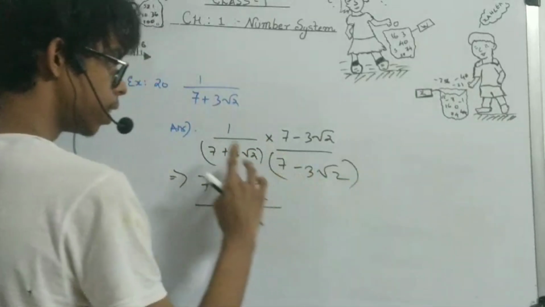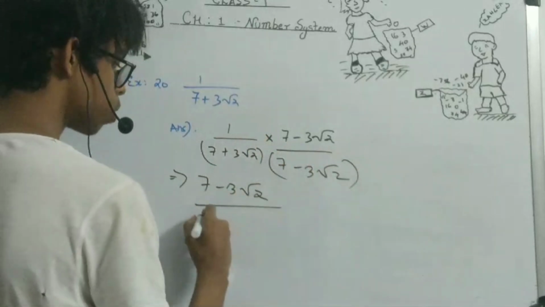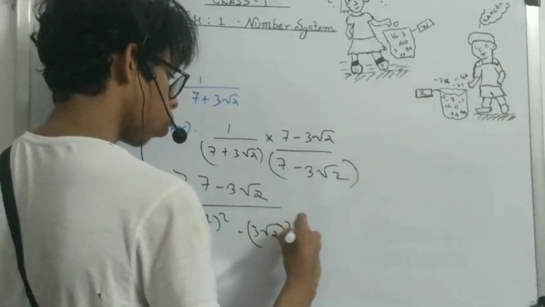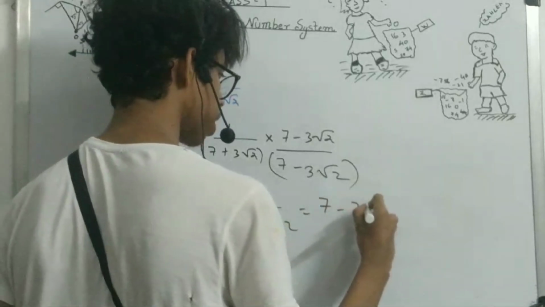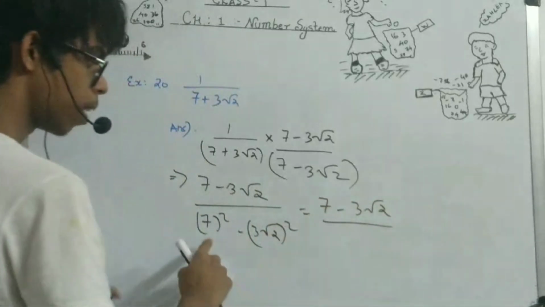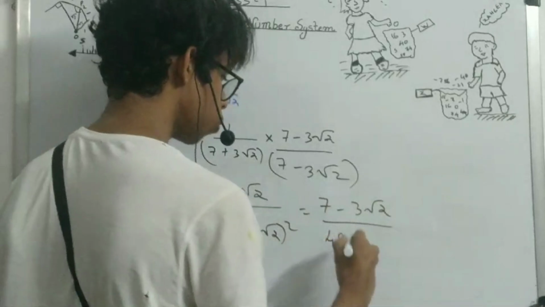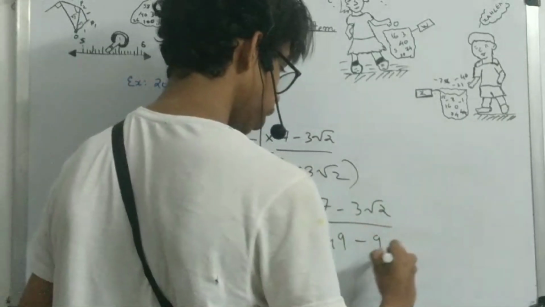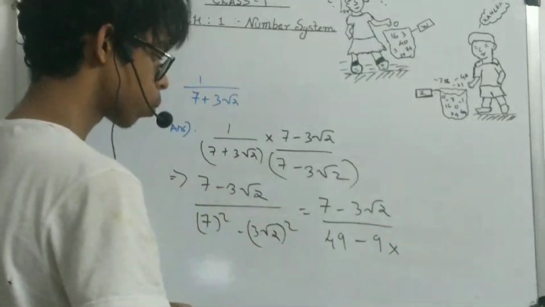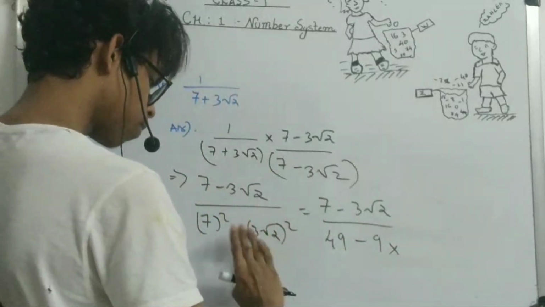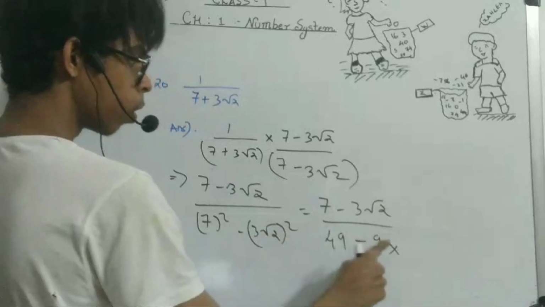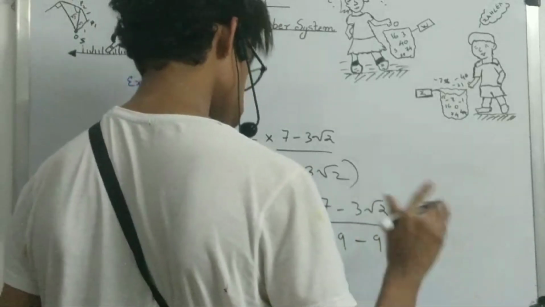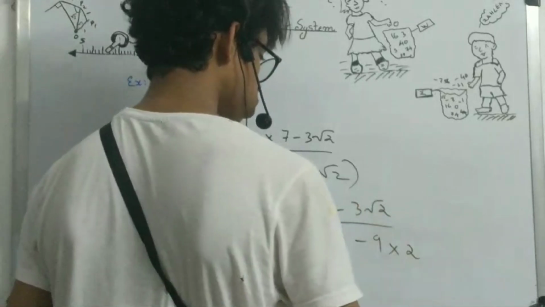Again we have got our identity a plus b into a minus b, which is a square minus 3 root 2 the whole square. So here we will get 7 minus 3 root 2 itself divided by 7 square, we know it is 49 minus what is 3 square? 9 into root 2 the whole square. Okay, always we have to start from left. We have to go one by one. 3 square we wrote it as 9. Root 2 the whole square, it is root 2 into root 2. So it will simply be a 2.